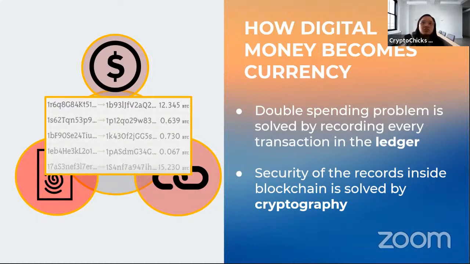But the goal of cryptocurrency, or at least for most currencies, is to not have to depend on one party to be honest. Rather, it's just built into the system to encourage people to be honest, or at least make it more difficult to be dishonest. And that's what blockchain does. It verifies where that money was spent and which money belongs to who. Next point is cryptography. The security of the records inside the blockchain is solved by cryptography, and we will get into that a little bit later.